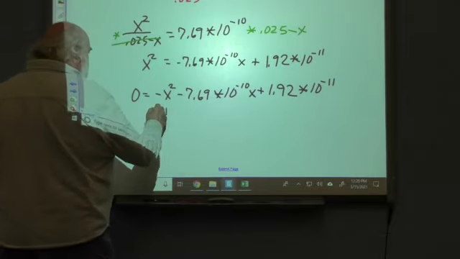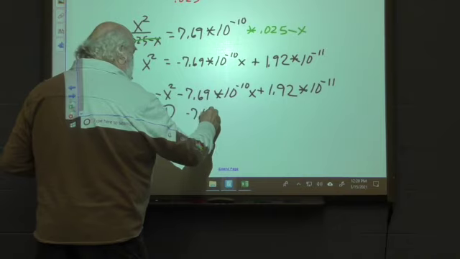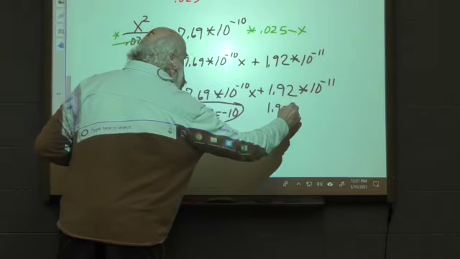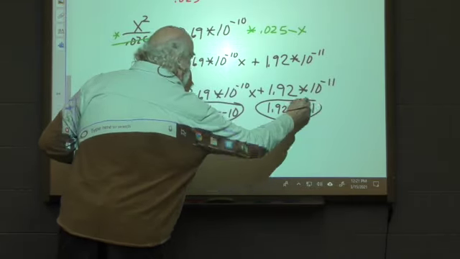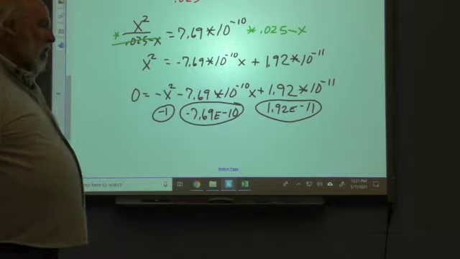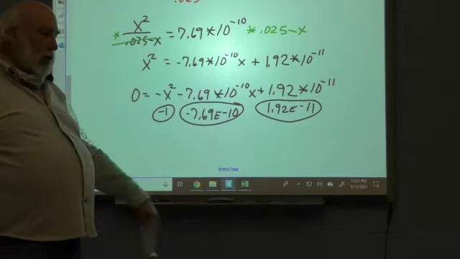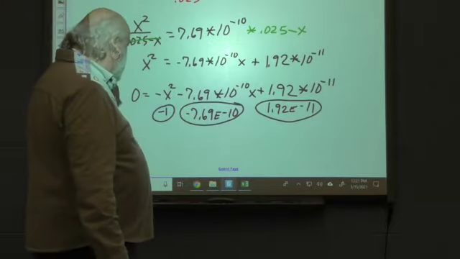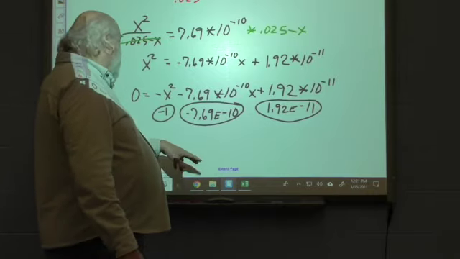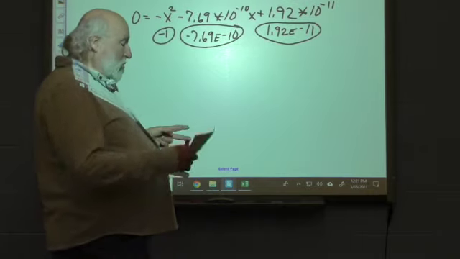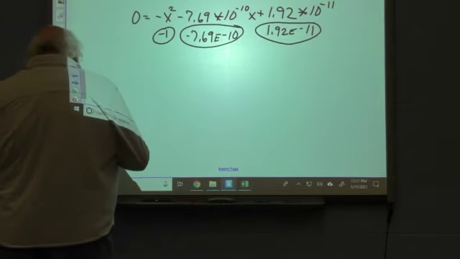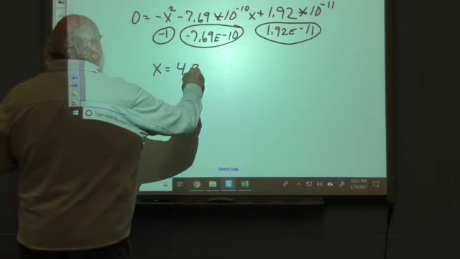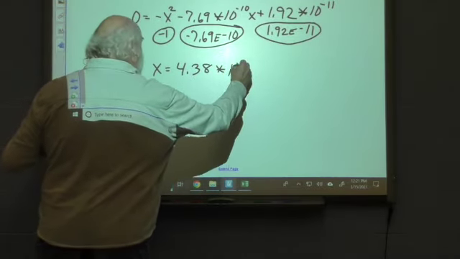A is negative 1. B is negative 7.69 E negative 10, and C is 1.92 E negative 11. Notice I put the E there because we're not coming up with an answer just yet, so you punch that in your calculator without wasting all that energy on the times and carets and tens and stuff. So anyway, punch that in your calculator. You get two answers. You want the positive one, which I got to be 4.38 times 10 to the negative 6.